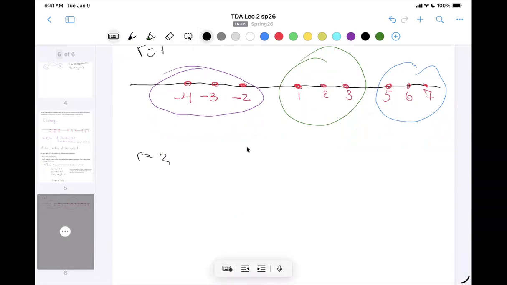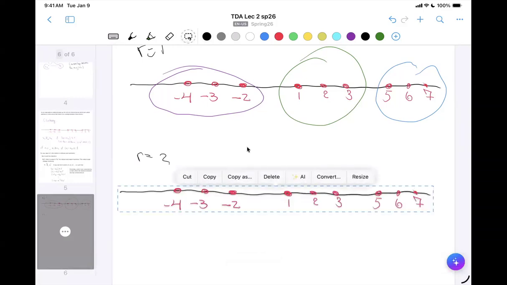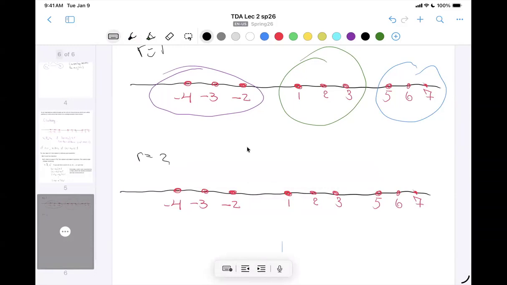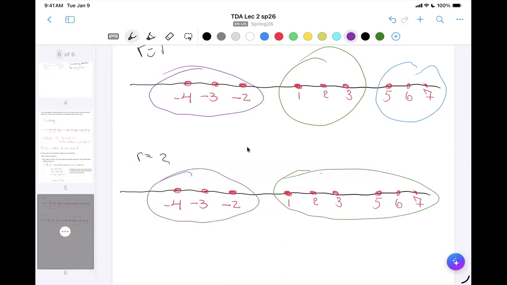Just to finish this up because I'm almost out of time. If you now allow jumps up to size 2, then all of these are in the same cluster, but these are still by themselves because the jump there still needs to be 3. And if R had been 3, then all of them get merged, so there's only one cluster.